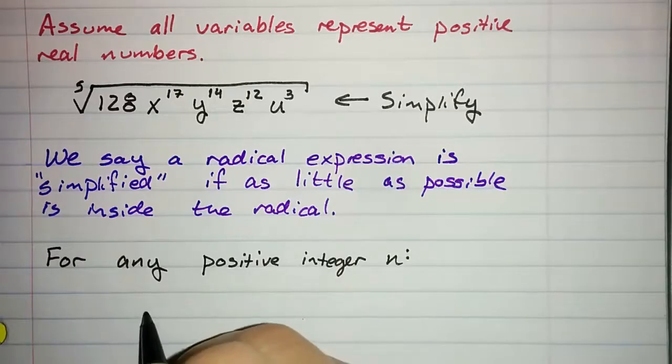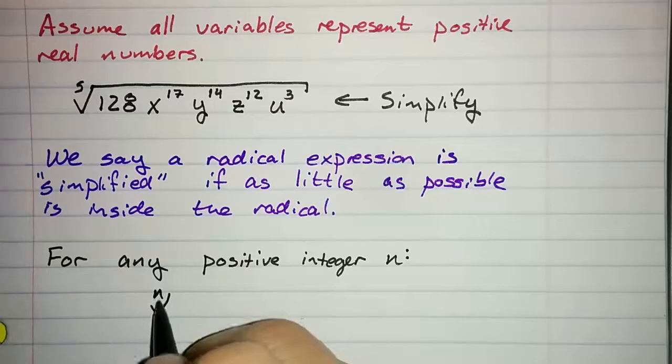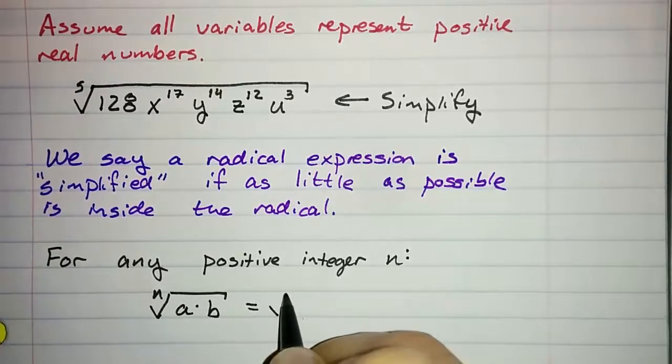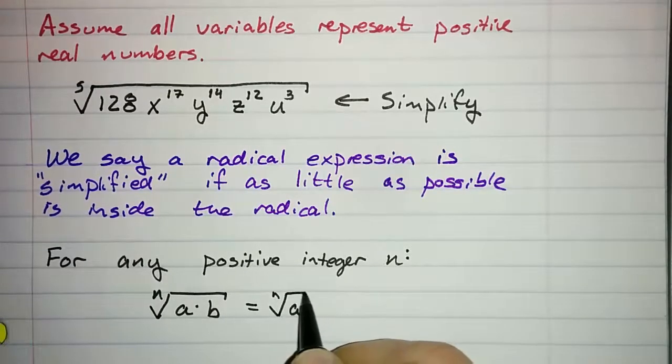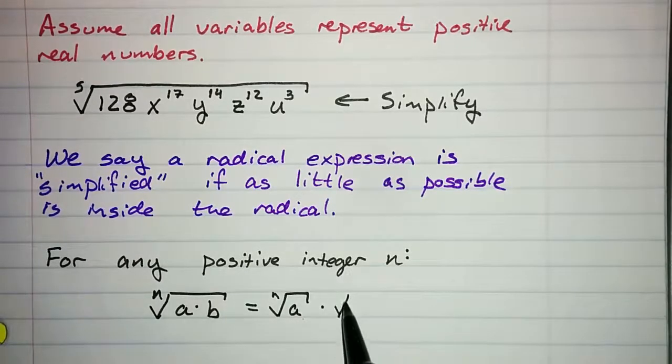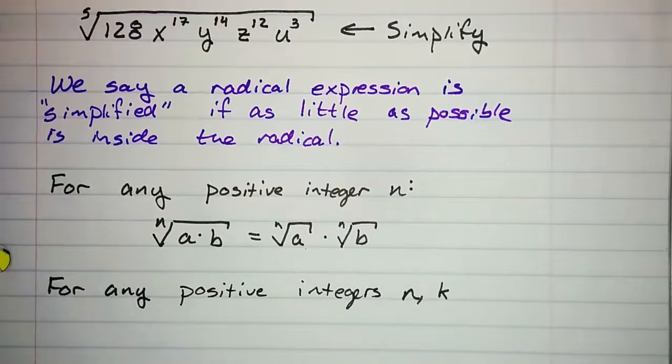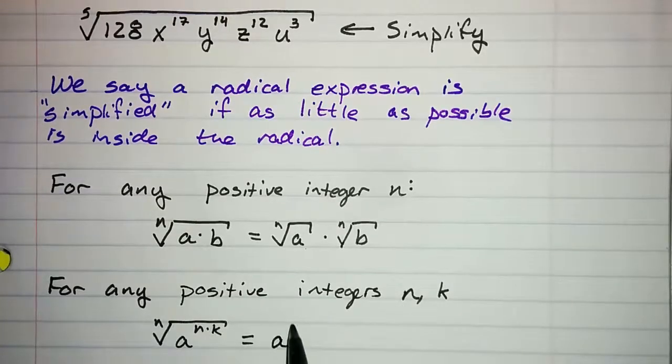For any positive integer n, the nth root of a product is the nth root of the first thing times the nth root of the second thing. We're also going to use this fact. For any positive integers n and k, the nth root of a to the n times k power is just a to the k power. Right, that makes sense, doesn't it?